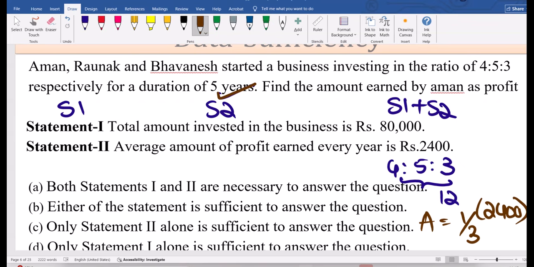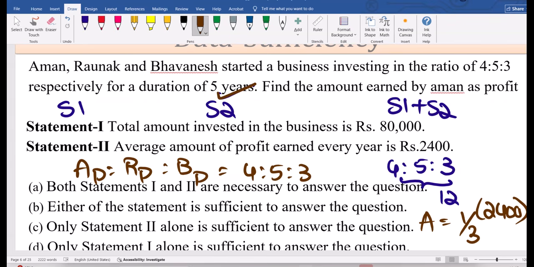What about statement 1 alone, sir? Statement 1 alone is about investment. The investment ratio is already there. That's sufficient if the question is regarding what is Aman's investment, or Bhavnesh's or Raunak's investment, then I want statement 1. But the question is regarding profit. Profit depends on investment and timing ratio. The timing is constant, so A's profit, R's profit and B's profit will be decided as the investments 4:5:3.